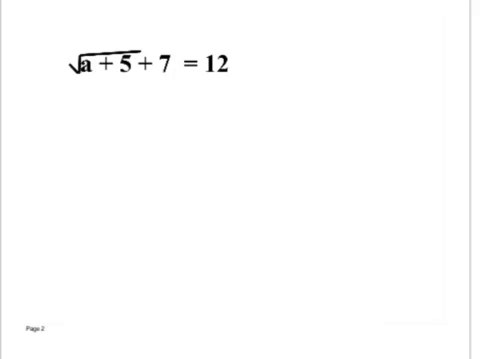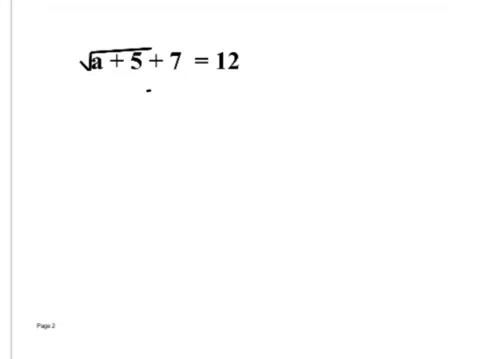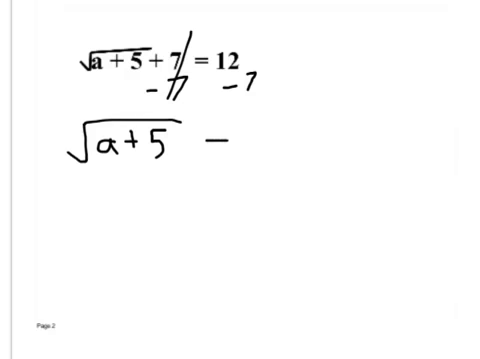The square root of a plus 5, added to 7, gives me 12. So I need to get a by itself. First thing I need to do is get the square root sign, the radical sign, by itself. So I need to subtract 7 from both sides. So I get the square root of a plus 5 on one side, and I get 5 on the other side.